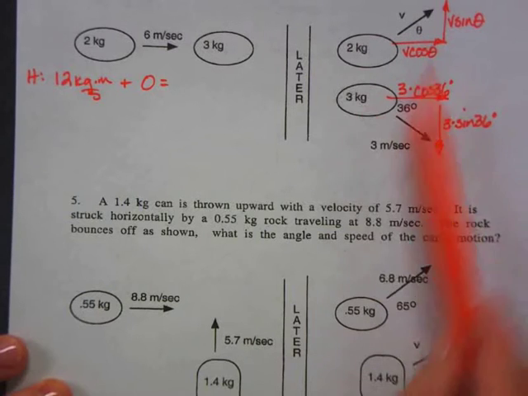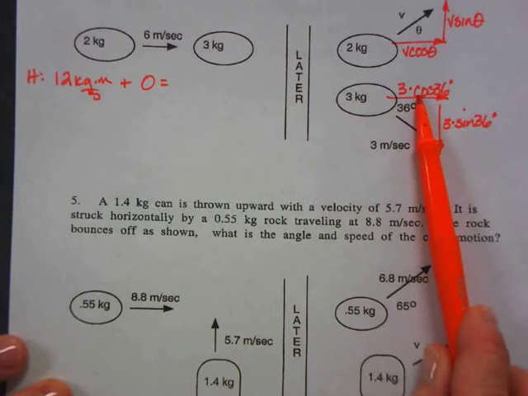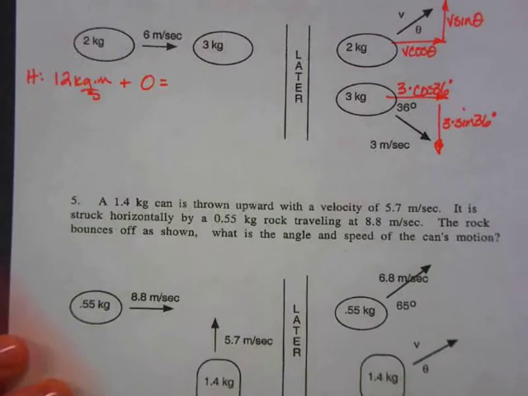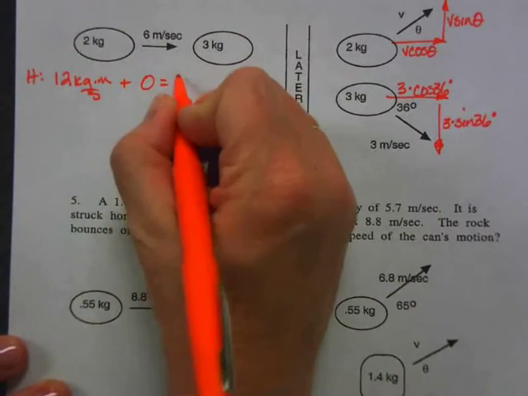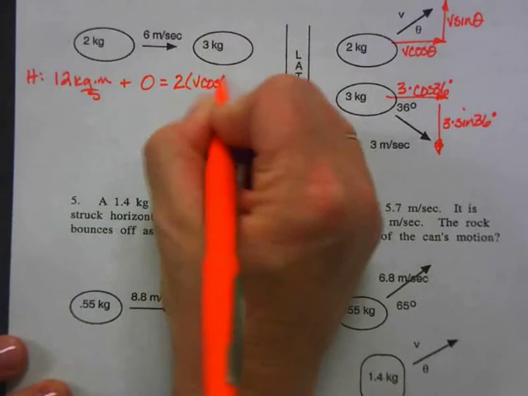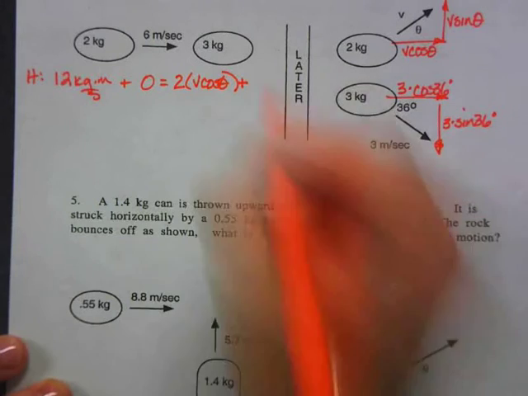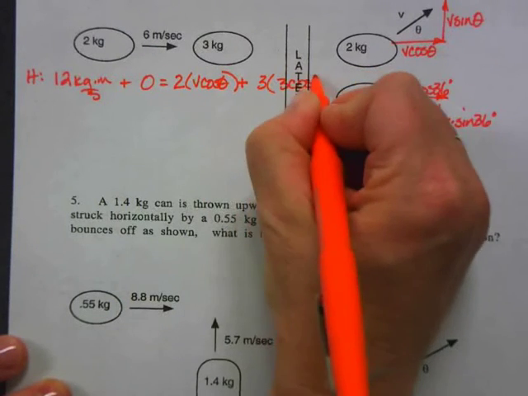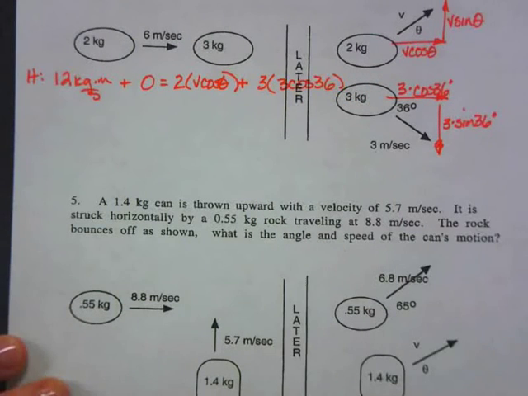So horizontal momentum will be 2 times that velocity plus 3 times this horizontal velocity. Okay? Plus because they're both heading in the same direction. That will not be true when we get to the vertical. So everything is rightward, so everything gets to be positive. Remember, momentum is a vector. So 2 times v cosine theta plus 3 times 3 cosine 36.